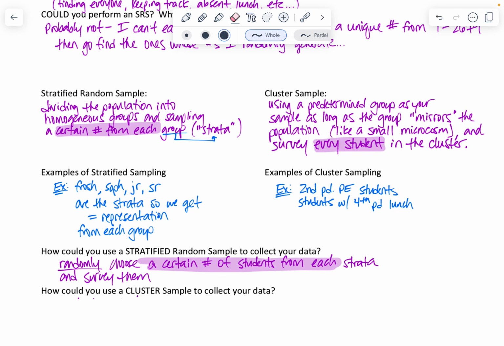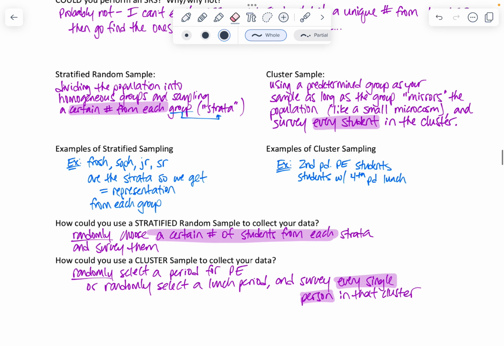How could I use a cluster sample to collect my data? Randomly select a period, or sometimes you choose 2 periods or 3 periods. It just depends on what the question's asking. Or randomly select a lunch period, like I said, or multiple lunch periods, and survey every single person in that cluster. Let me point out a couple important differences.